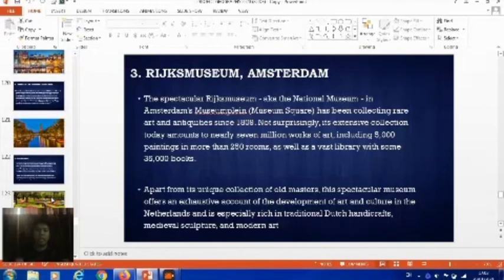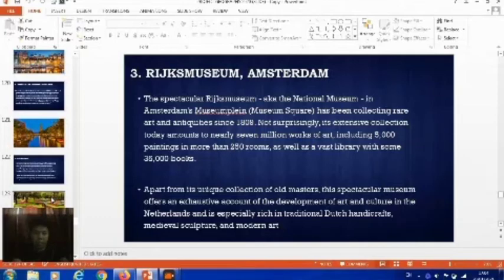Dan seterusnya Rijksmuseum Amsterdam, iaitu the National Museum in Amsterdam, at Museum Square, which has a collection of rare art and antiquities since 1809. Not surprisingly, the interesting collection today, among the nearly 7 million works of art, includes 5,000 paintings in more than 215 rooms, as well as a library.